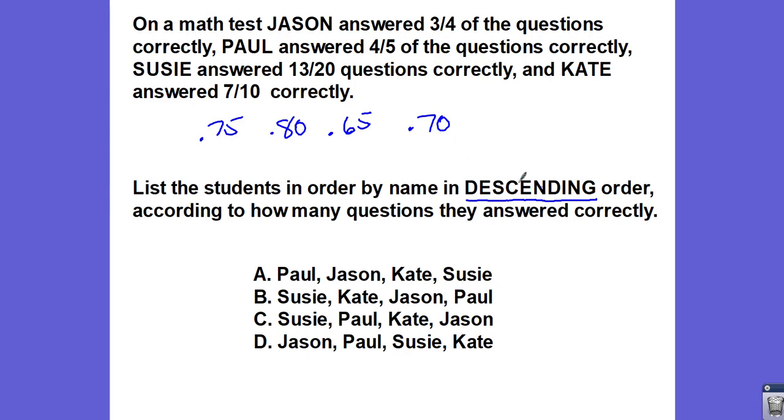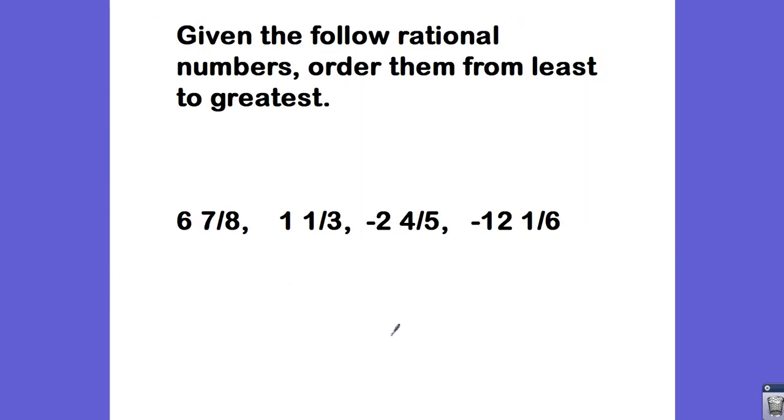Now, since I'm doing this in descending order, I need the one that's the greatest. And the greatest is 80. And the one that represented 80 was Paul. So I look down at my answer choices. I find there's only one that says Paul first. So A has to be the right answer. And we're done.